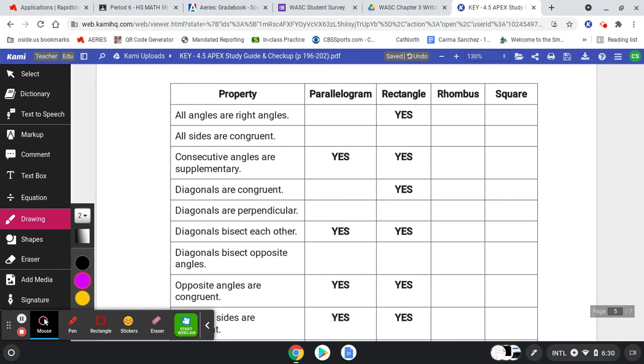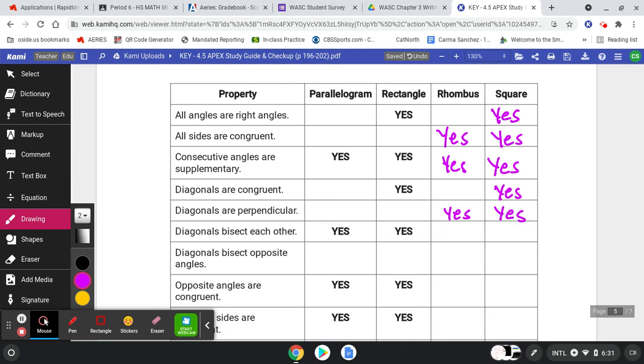So let's put this all into a chart, quick reference. Which ones have these properties? All angles are right angles. Notice they checked yes on rectangle and a square. All sides are congruent. Square and rhombus have that. Consecutive angles are supplementary. All of them are parallelograms. Diagonals are congruent is only in rectangles and squares. Diagonals are perpendicular is only in rhombus and square.